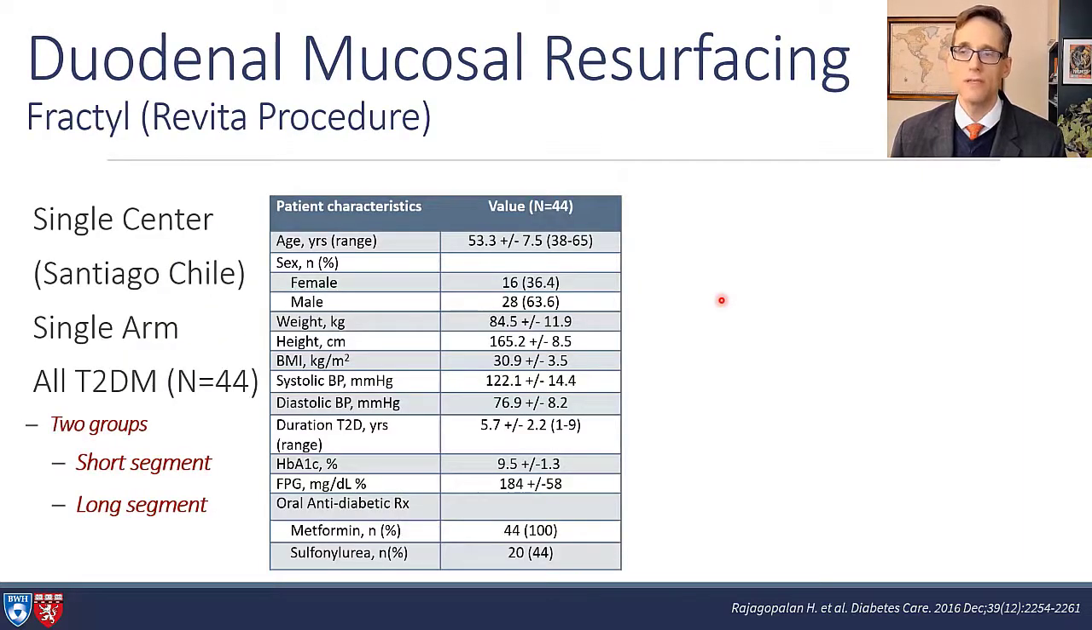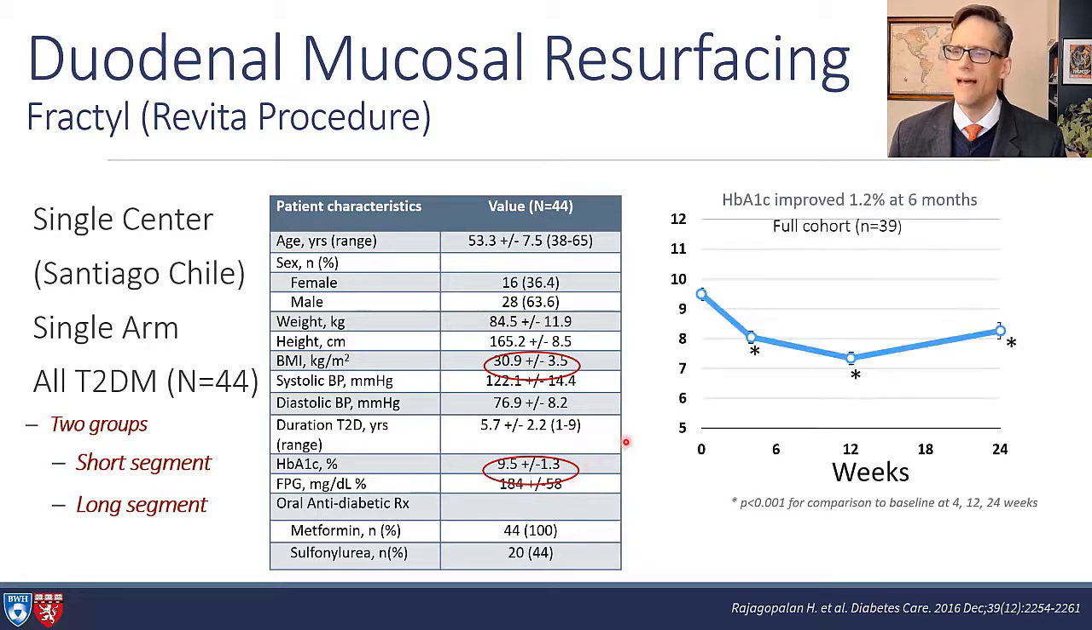So these are results of a single center study, single arm here as well. All patients had type 2 diabetes. There's 44 of them. They did short segment ablations and longer segment ablations. And the baseline patient characteristics are seen here. You can see BMI of nearly 31, so not terribly obese, but with very poorly controlled diabetes, HbA1c of 9.5.